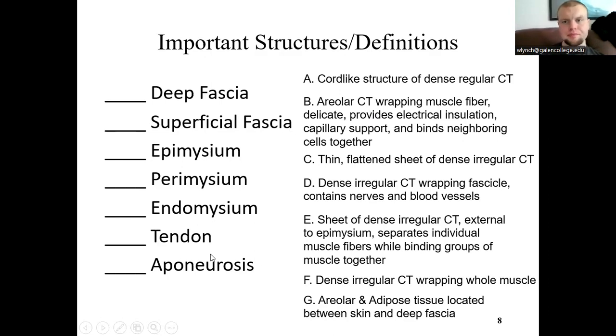Next, we have a tendon. Tendon is going to be the cord-like structure of dense regular connective tissue. And finally, we have an aponeuroses, which is going to be C, the thin, flattened sheet of dense irregular connective tissue.